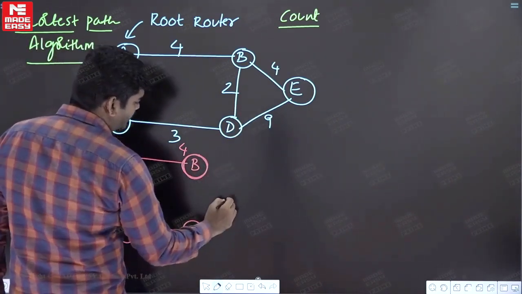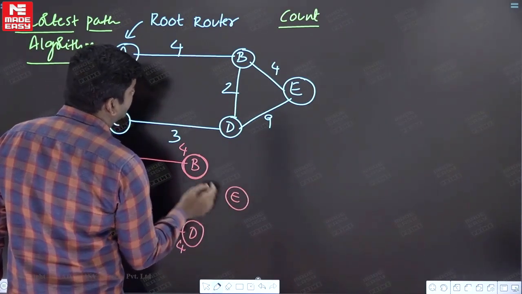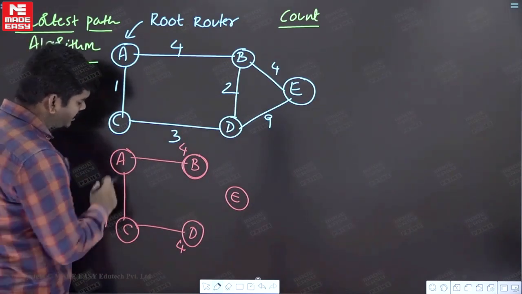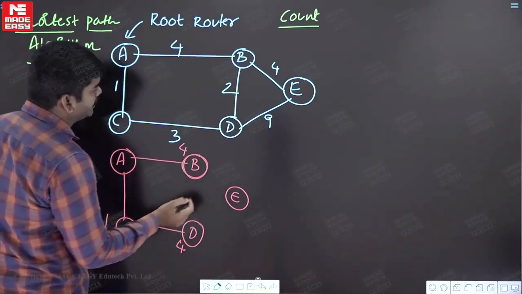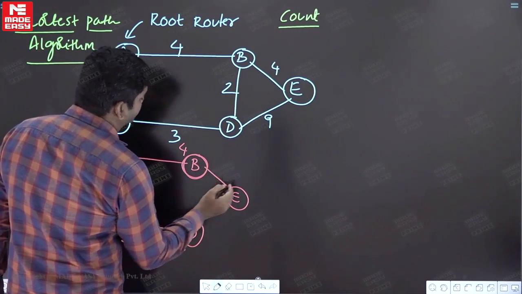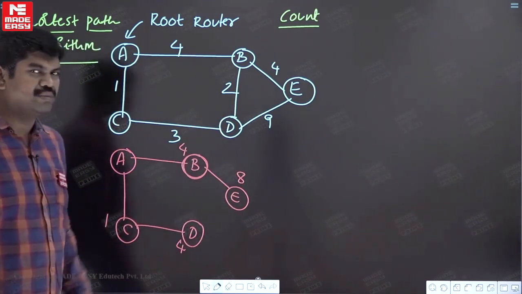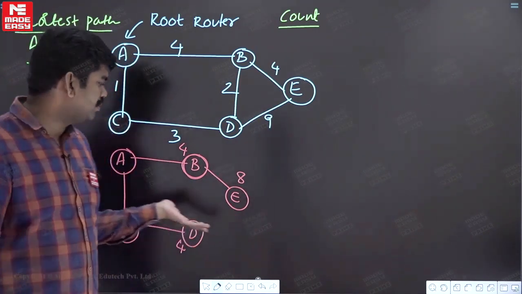Then what is the value? It is E. So B to E, how much? 4 plus 4, how much? 8. But go back to the source for any other alternate path. It is there, but that value is highest, so you can traverse. So 4 plus 4 is 8, and the count is decremented. Now the count value becomes how much? 0, because all the nodes have been visited.